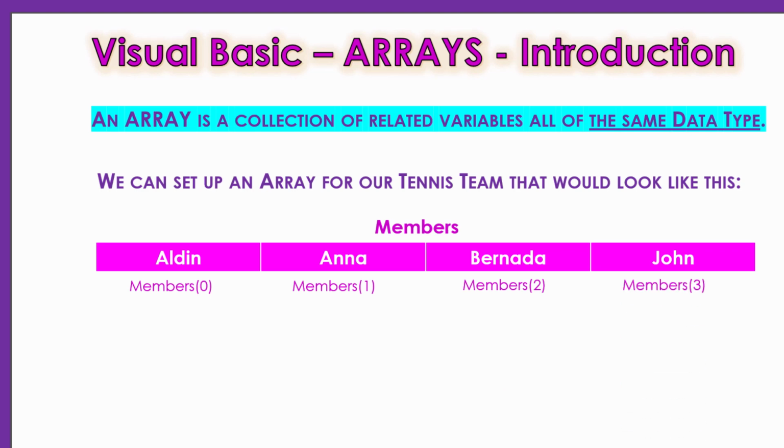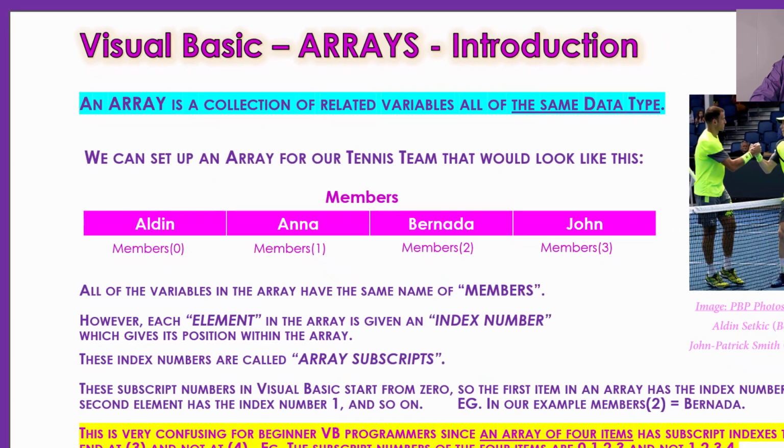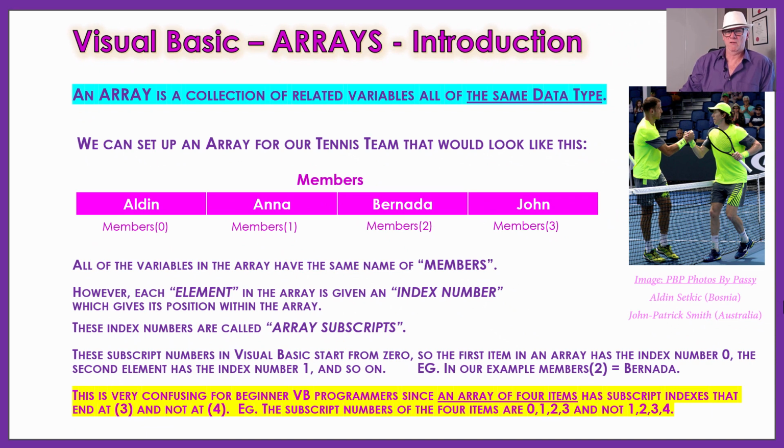Now, if you haven't done our string processing lesson previously, all this 0, 1, 2, 3 will look really weird, because aren't those players number 1, 2, 3, 4? Why have we numbered them 0, 1, 2, 3? You have to remember, in Visual Basic and other programming languages, it's not just a Visual Basic thing, that they start the counting at 0, which is very confusing when you're a beginner programmer.